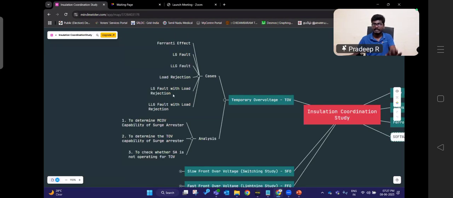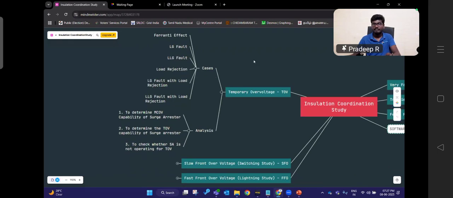Then after adding the fault with the load rejection, the LG fault with load rejection and the LLG fault with load rejection are the same case. We will mention that after some period of time, my fault will be cleared automatically, and my system will come back to the steady state. So during that very short period of time, my system will not face that much overvoltage. Why? Because once the fault occurs, it immediately comes back to the steady state, so there is not that huge an impact.